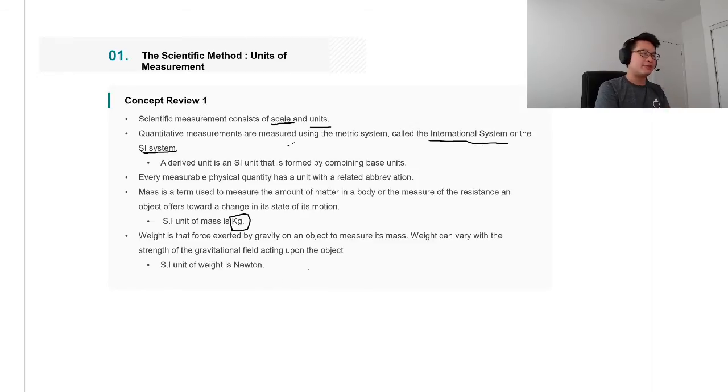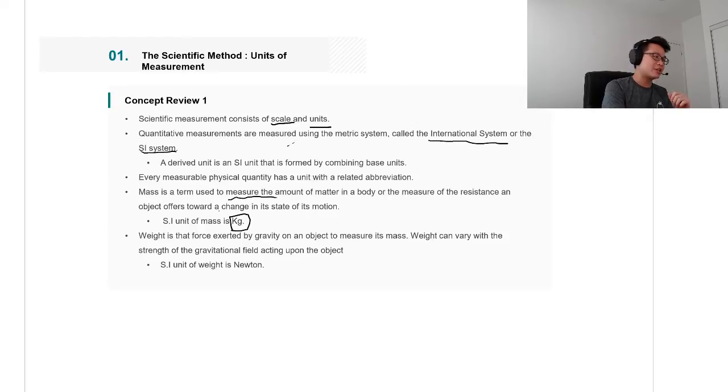Now for weight. If you actually think about it, mass and weight sound a little bit similar. We are going to start with mass, but at the same time we also hear about weight. So actually, what's the difference between them? Okay, so let's start with mass.